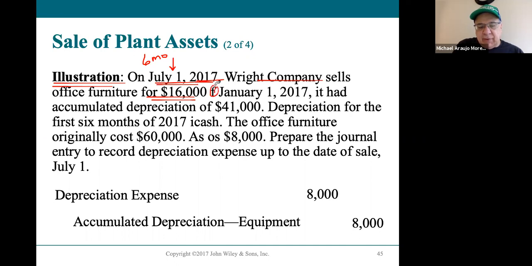I don't know what the F is doing here. On July the 1st, 2017, Wright sells office furniture for $16,000. Okay. This should be if. If on January the 1st, 2017, it had a cumulative depreciation of $41,000, they need to depreciate the first 6 months of 2017. Okay. There's a lot of mistakes here. The office furniture originally cost $60,000.